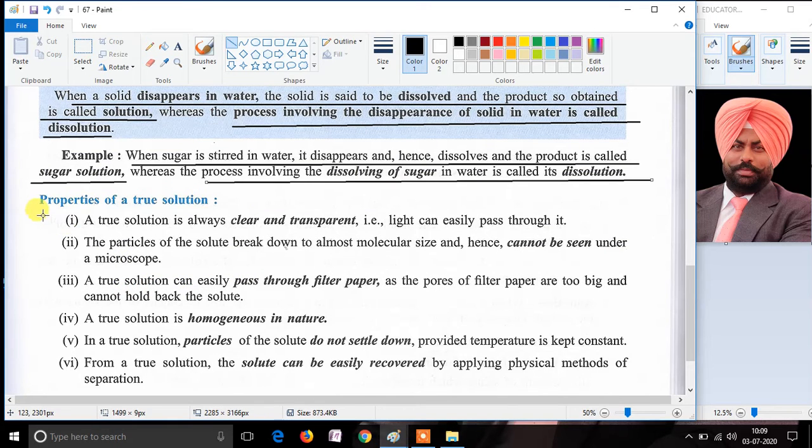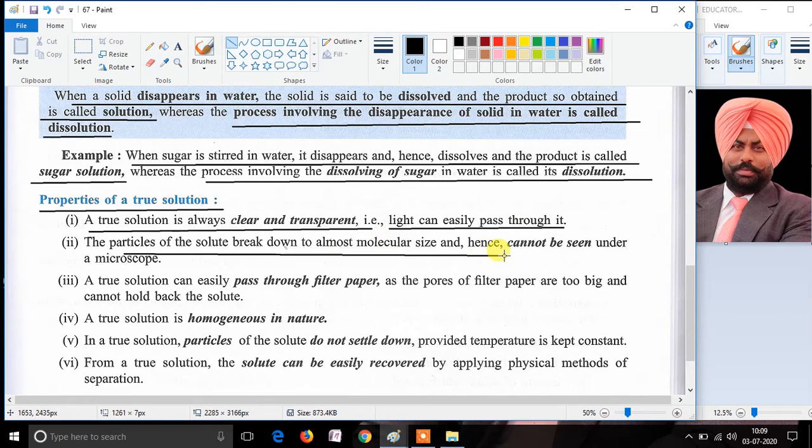Moving on further, let's see the properties of the true solution. True solution is always clear and transparent. Light can easily pass through it. The particles of the solute break down to almost molecular size and hence are not seen under the microscope. This means that the solutes after dissolving get a size of a very small extent that they cannot even be seen with the microscope.